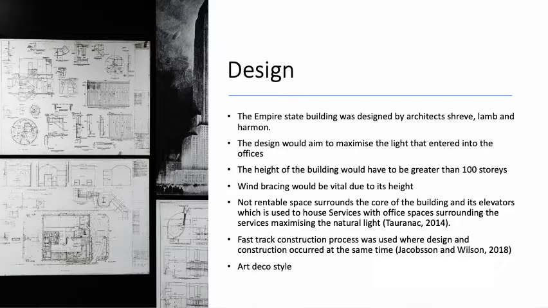Design. The Empire State Building was designed by architects Shreve, Lamb and Harmon, and the main design element was to be taller than 100 stories and to be taller than the Chrysler Building. The design would also aim to maximise the light that entered into the offices.